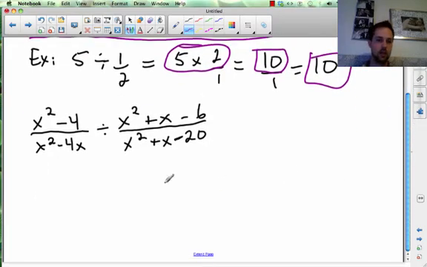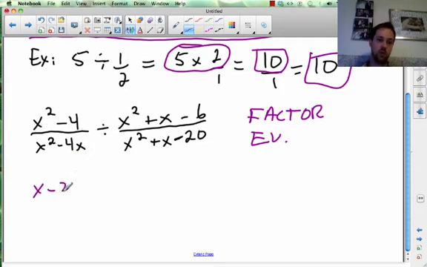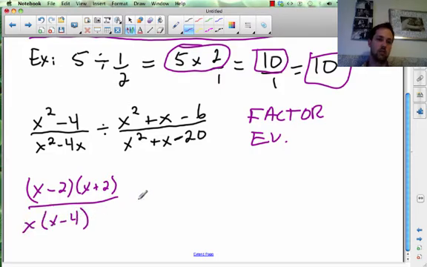So let's take a look at this more complicated example. Again, same advice. Factor everything. I'm not going to write it out again because it's time consuming and useless. So let's take a look at this one. This is a difference of squares, x squared minus 4, both perfect squares, so x minus 2 times x plus 2 in the numerator. Denominator, we can factor out common x, and we're left with x minus 4.